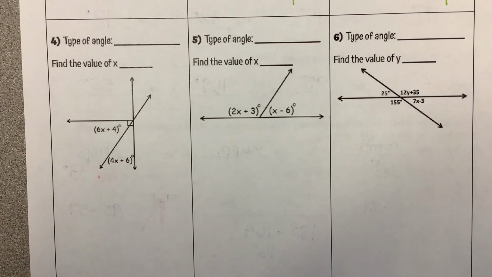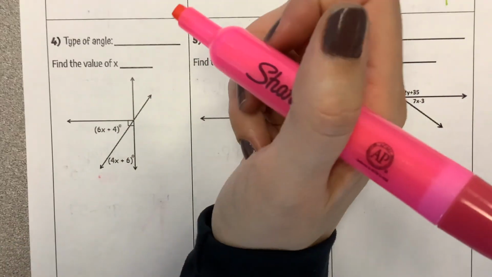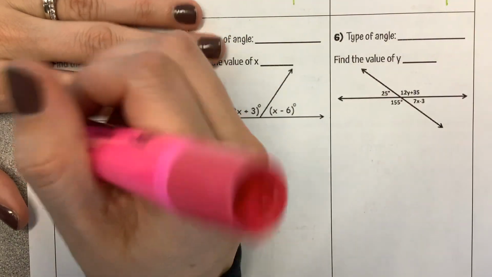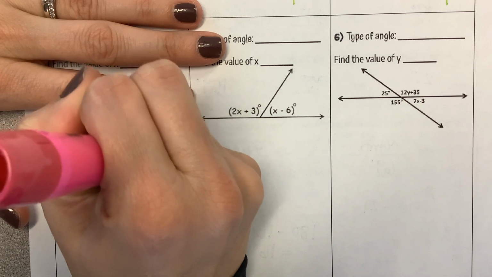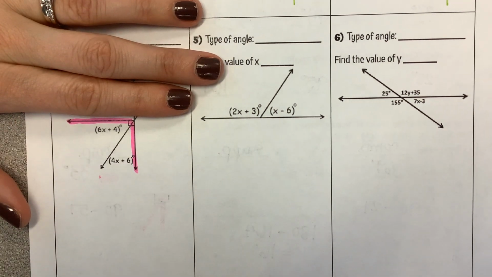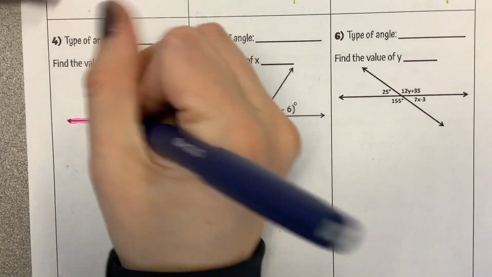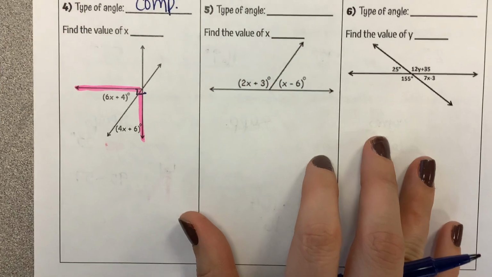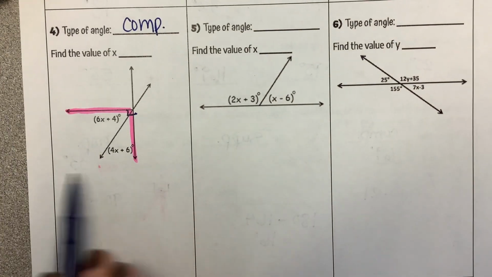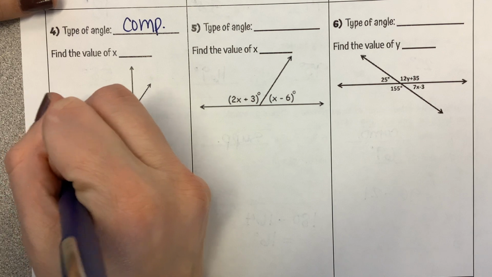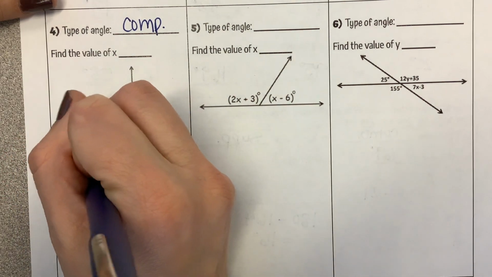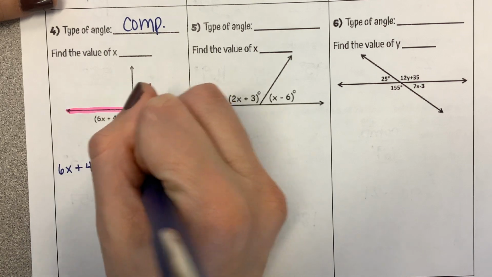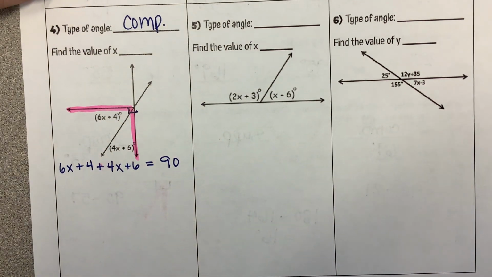Number 4, the type of angle. Again, we have these extra lines that sometimes mess people up, but if I block that out, all that is left is this angle that is 90 degrees. That's all that we need for those two. We see that 90-degree symbol. So I'm going to say they are complementary. So I didn't put a line for you to write the equation here, but we're going to set it up. So I'm doing 6x plus 4 plus our other angle, which is 4x plus 6, is equal to 90.